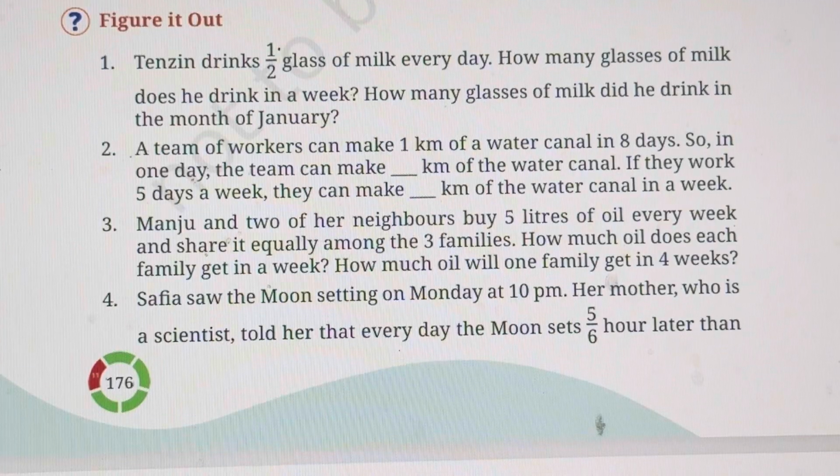How many glasses of milk does he drink in a week? That is one question. There is another part. How many glasses of milk did he drink in the month of January? So one day is given. They have asked for 1 week and 1 month, and specifically January month. Right? So let us try to find out the answer.